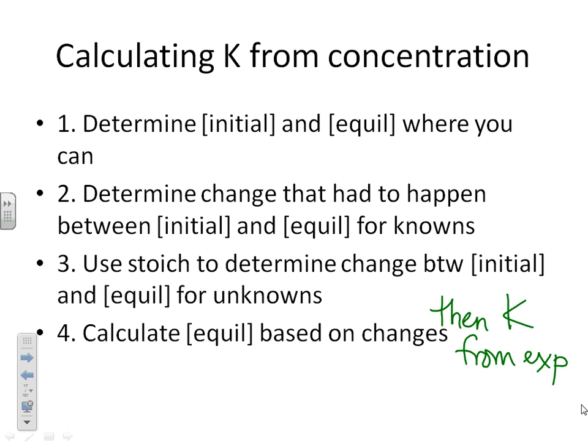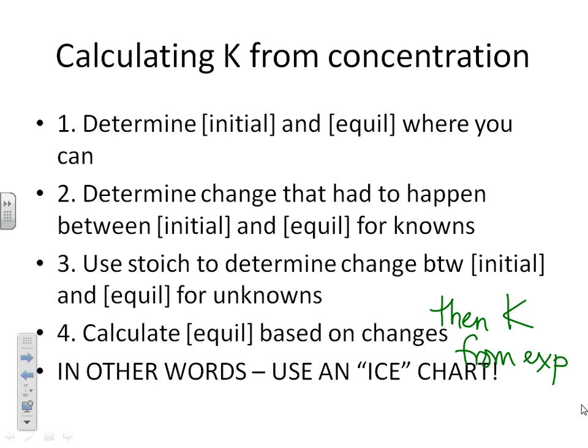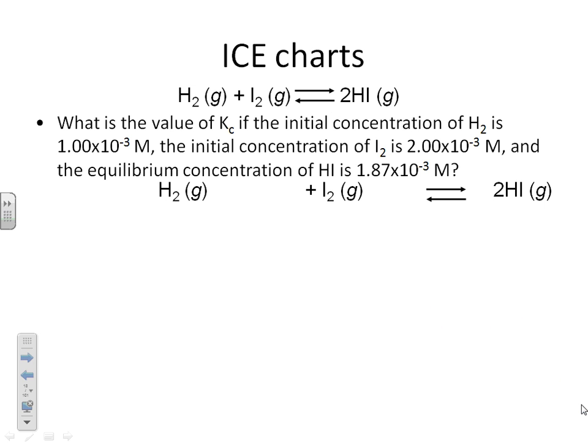All this stuff that I'm describing on this slide is essentially describing something called an ICE chart. ICE, I-C-E. It stands for initial, change, and equilibrium. And this ICE chart just became your new best friend in the entire world because you're going to be using it again and again and again when we're looking at equilibrium problems. What did it start out as? What was its change? What was its equilibrium concentration? So we're going to go through a couple examples with this.